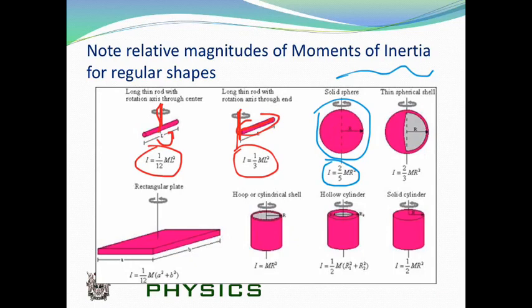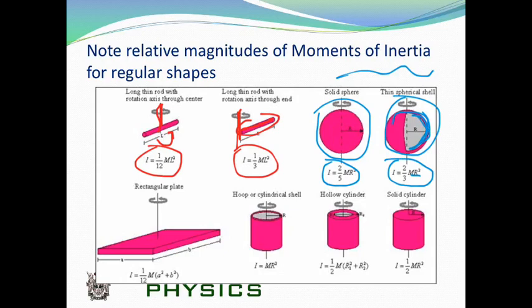But if you have a hollow sphere with the same radius and the same mass, maybe a pretty dense type of mass, all located at the outside, like a shell that's hollow inside, it has 2/3 mr squared. So that's a lot bigger.